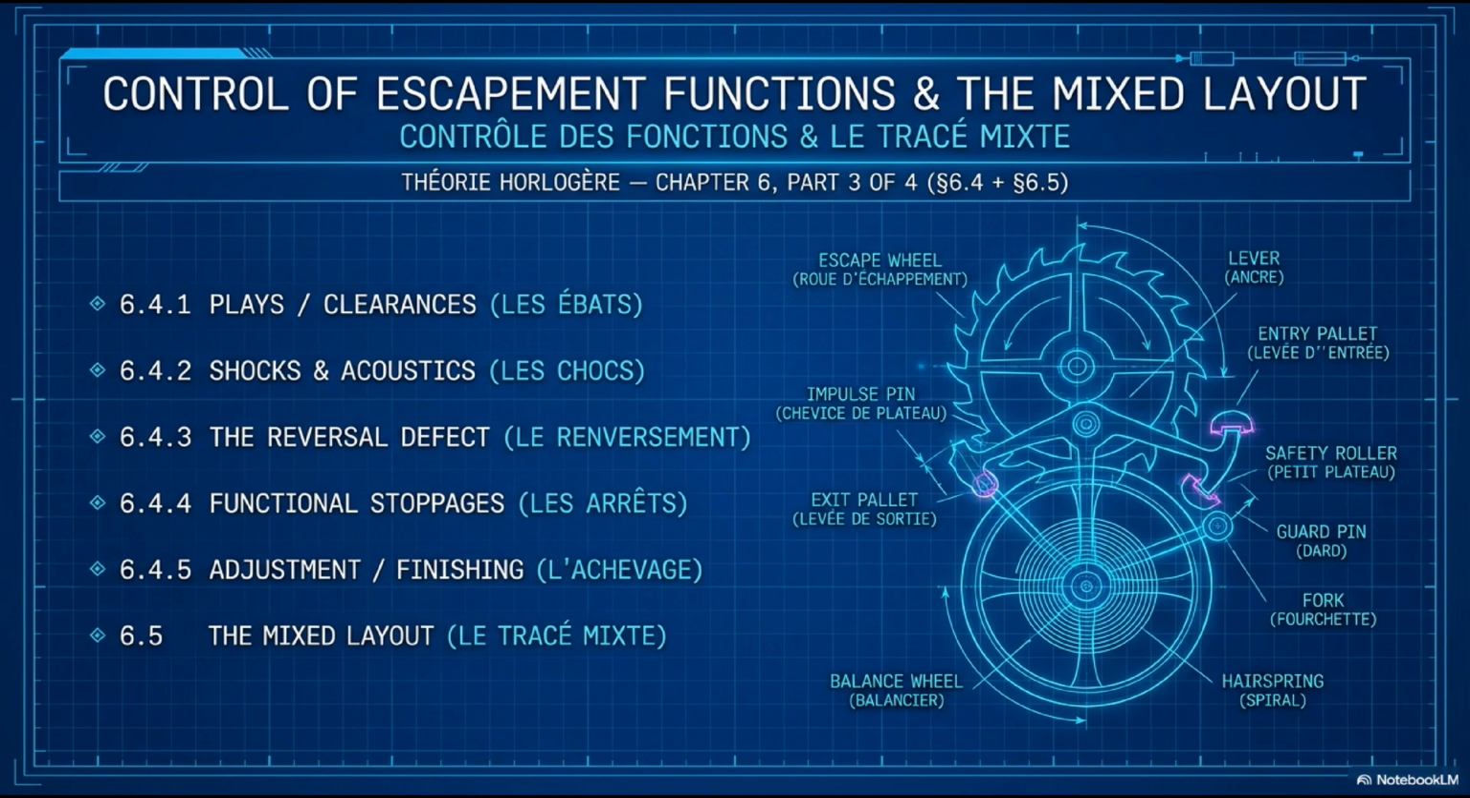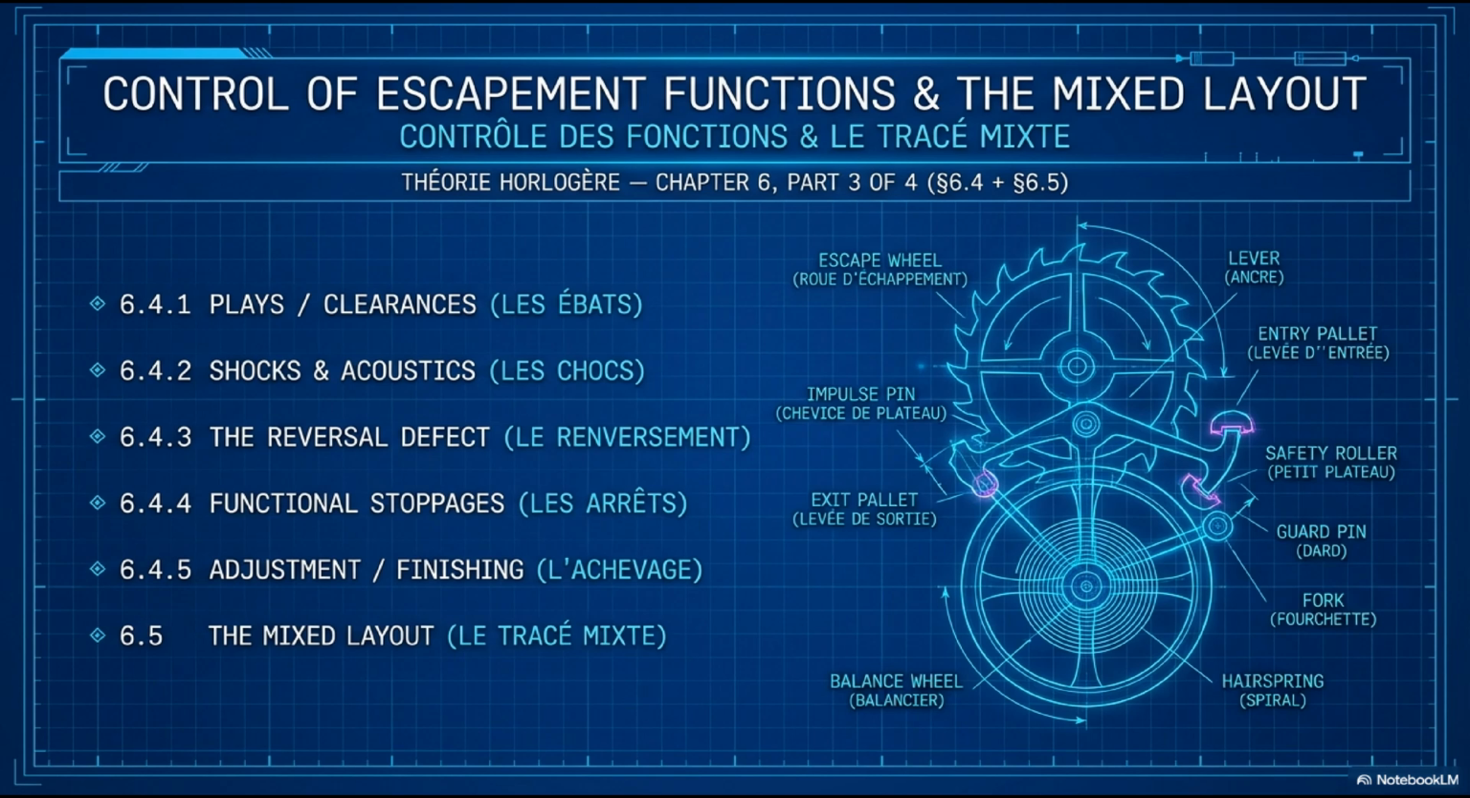The diagram on the right labels all the functional parts in both French and English: escape wheel, lever, entry and exit pallets, impulse pin, safety roller, guard pin, the dart, fork, balance wheel, hairspring. All labeled in their operational positions.